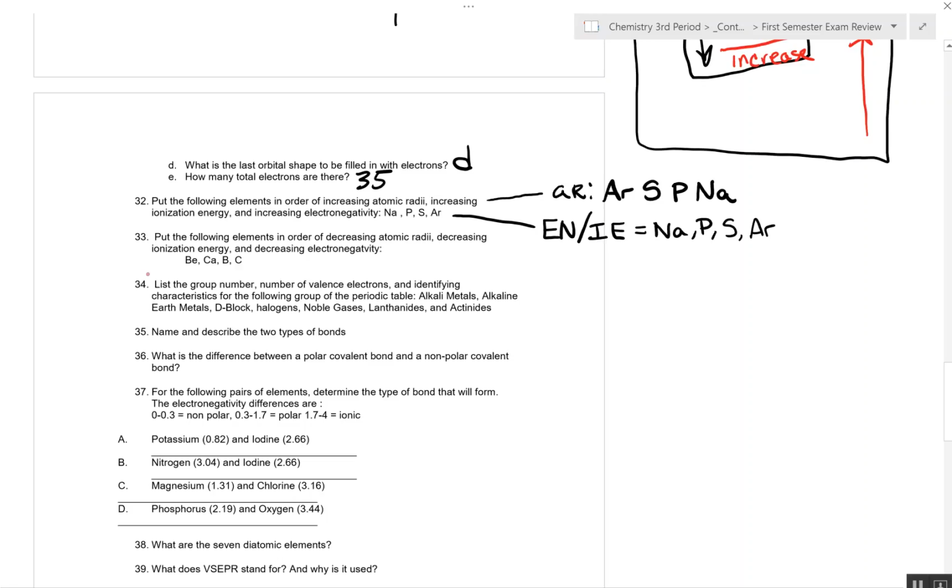Okay, 34. This is something I can't help you with. You just have to know where the alkali metals are. Where are they? First what? Row or column? Column. Where's the alkaline metals? Second column. Where's the D block? They're the transition metals. Where's the halogens? Next to the noble gases, which are where? Far right. Where's the lanthanides and the actinides? On the bottom.